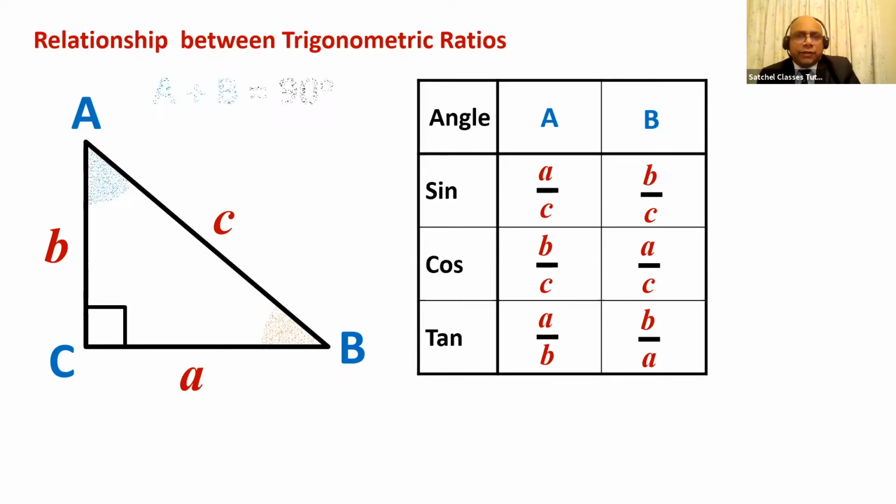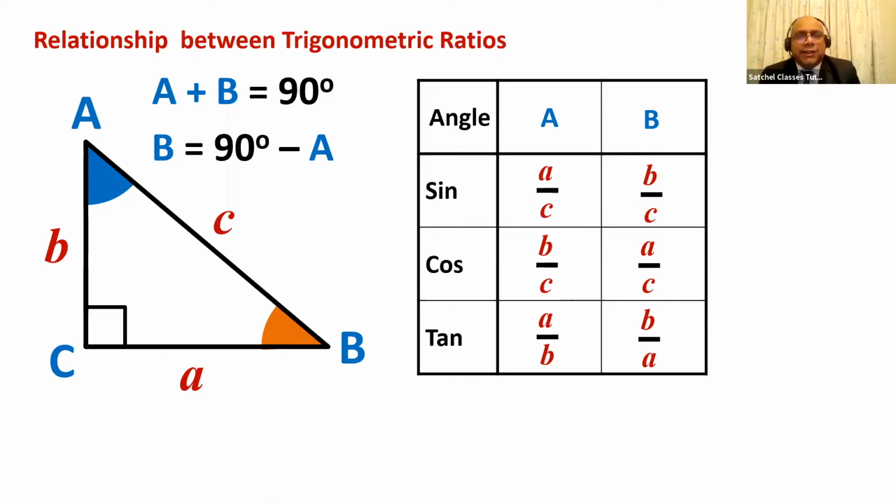If you look at the angles carefully, you will realize that angle A and angle B should add up to 90 degrees, because all three angles of a triangle should add up to 180 degrees. And if one of the angles is 90 degrees, the other two angles should add up to 90 degrees, right? Which means angle B can actually be written as 90 minus angle A.